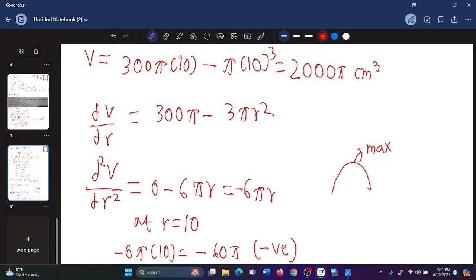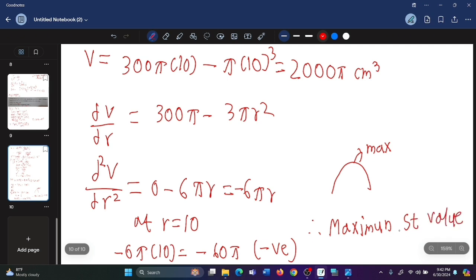Here, after substituting the value of r at which the stationary point occurs, we get minus 60 pi. That's a negative value. Thus, we would say therefore, it is a maximum stationary value. By saying ST, I mean stationary value. In your exams, you cannot write ST. I'm just writing ST to explain you. In your exams, you have to write stationary, the full form.